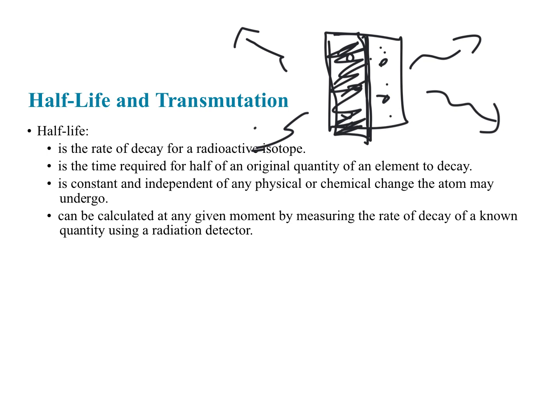And just as an FYI, it's important to know that the half-life of a material is constant and it's independent of any physical or chemical change the atom may undergo. That's because this is tied to the nucleus of the atom itself, not its chemical properties. And another thing is that it can be calculated at any given moment by measuring the rate of decay of a known quantity using a radiation detector. In other words, I take a certain material and I measure how long it takes for half of that material to decay, then I can measure the half-life.